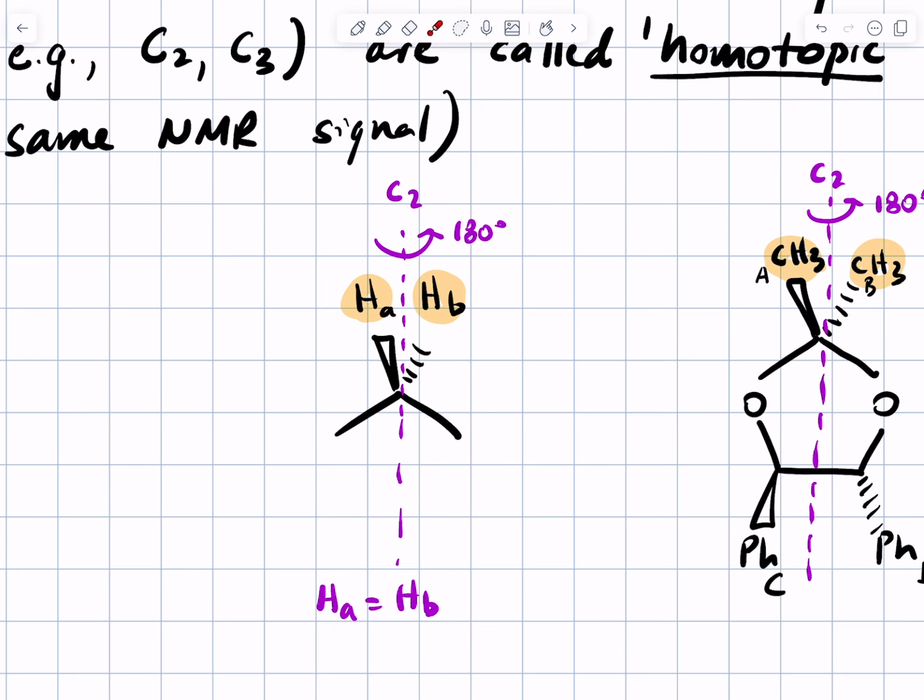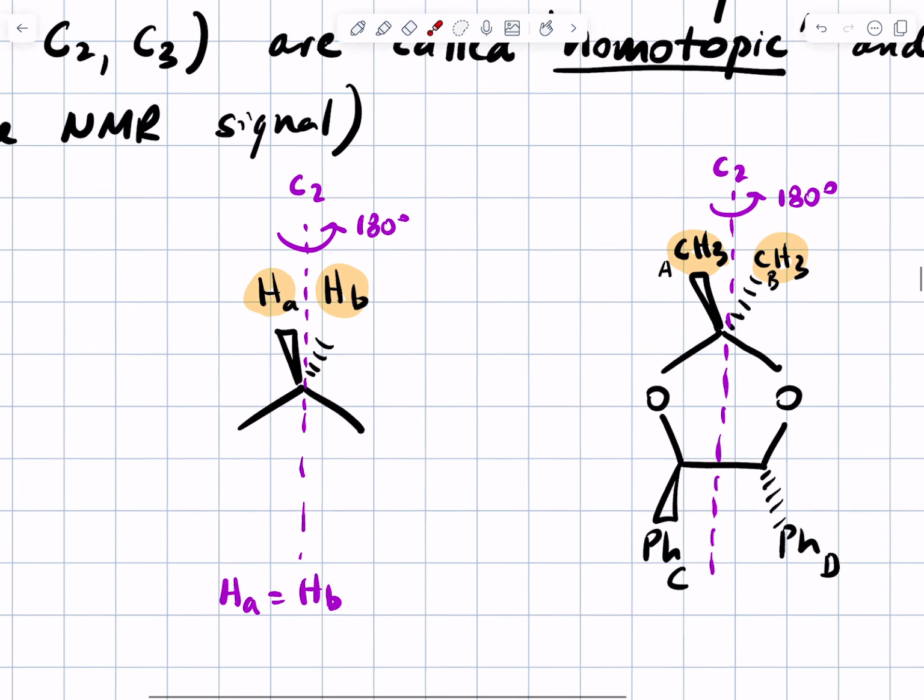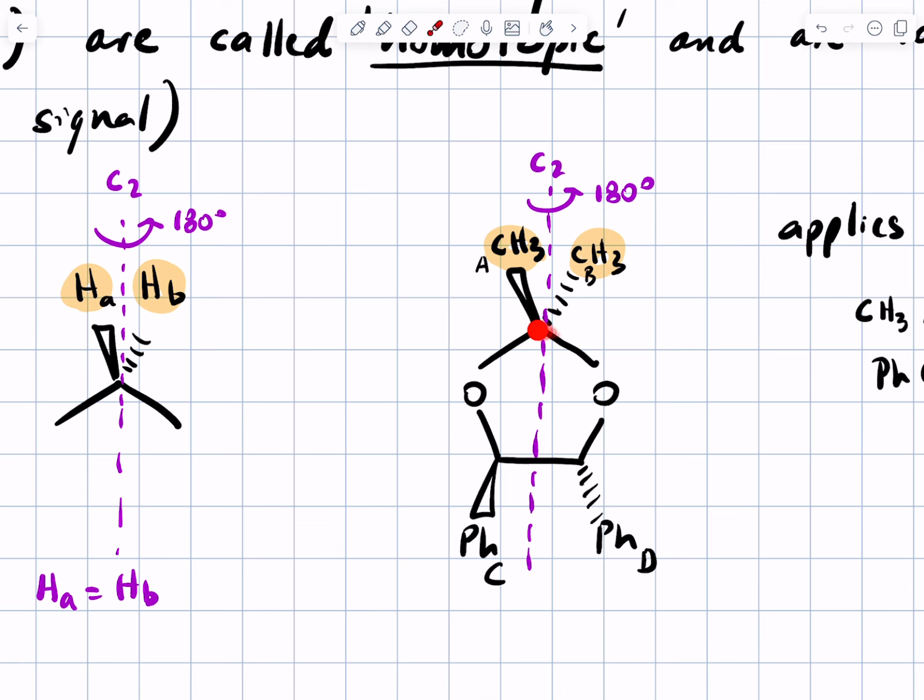What's true for protons can be true for groups as well. So take a look at this larger molecule, a 5-membered ring. You've got a methyl group that's a wedge and a methyl group that's a dash. You have benzene rings here abbreviated as phenyl groups. One is a wedge, the other is a dash. There is a C2 axis of symmetry here. If you rotate 180 degrees about this axis, the phenyl group C goes to the place where phenyl group D is and vice versa. And methyl group A goes to where methyl group B is and vice versa. Because that C2 axis interchanges these 2 methyl groups, those 2 methyl groups are identical to each other.